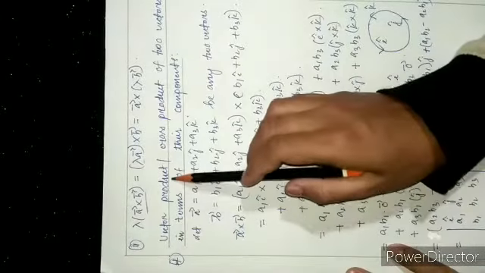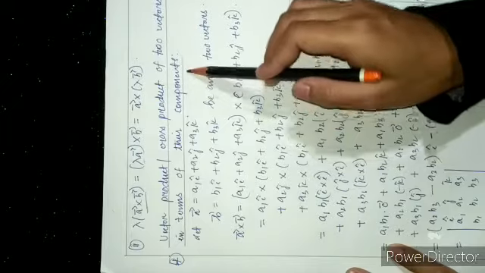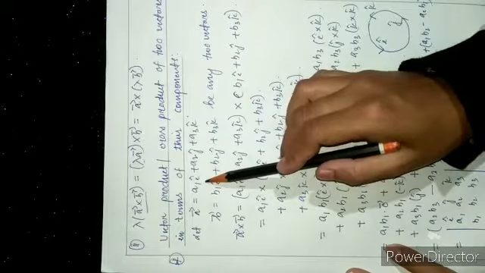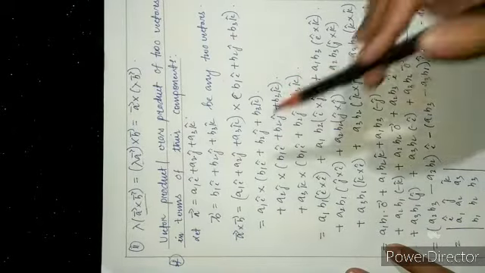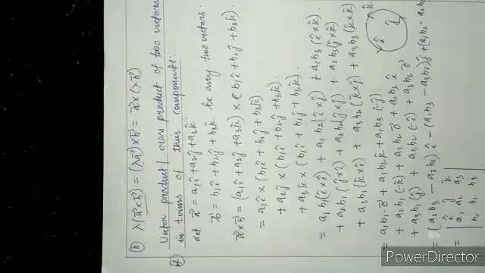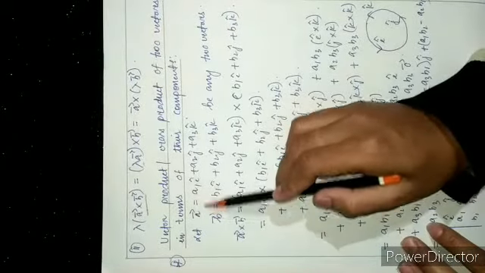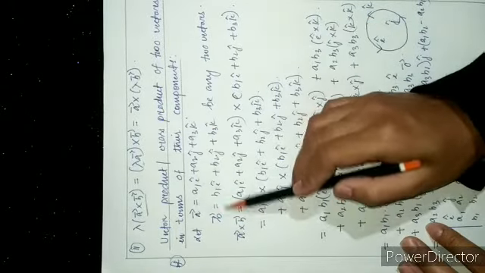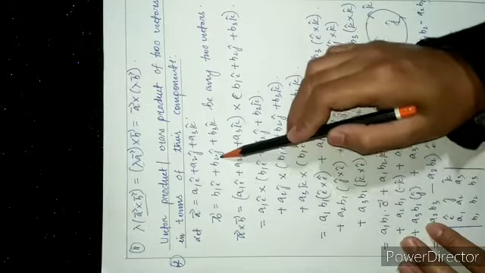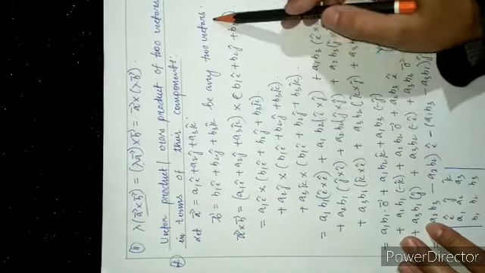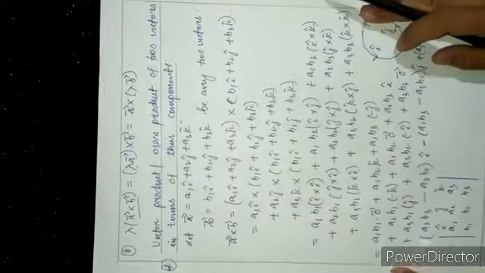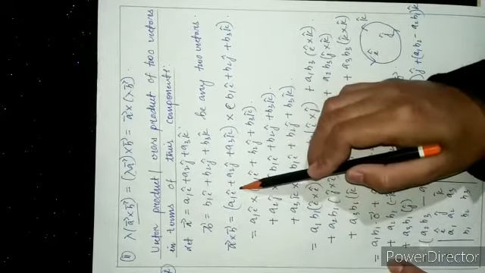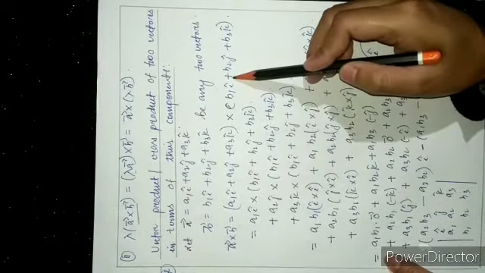Next topic is vector product or cross product of two vectors in terms of their components. Component means if the two vectors are given in terms of i, j, k, then how do we find the cross product of two vectors? Let A vector have components A1 I cap, A2 J cap, and A3 K cap, and B vector be B1 I cap plus B2 J cap plus B3 K cap. Then we find A vector cross B vector in this form. First write all the components of A vector, then write all the components of B vector.